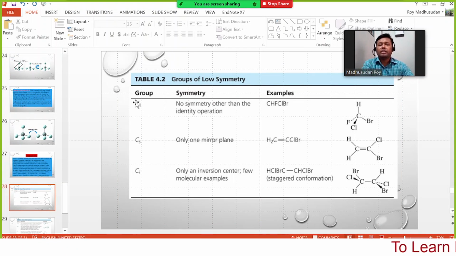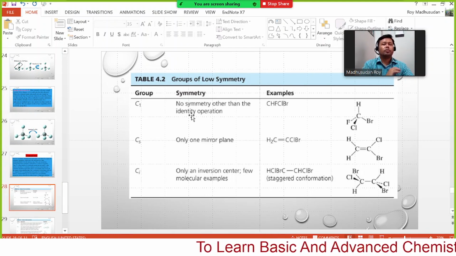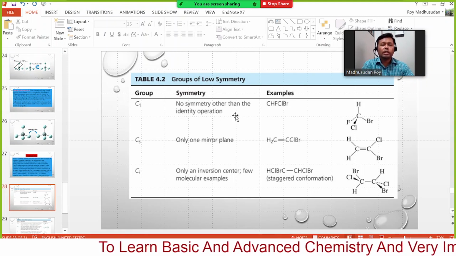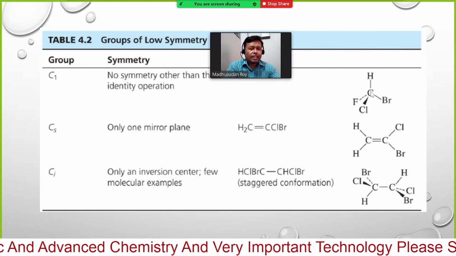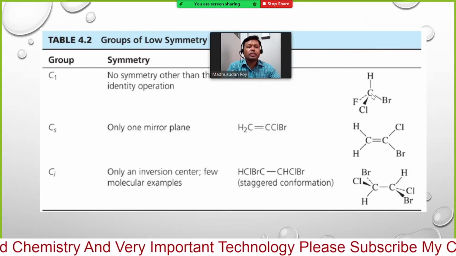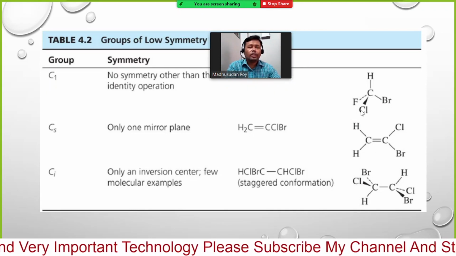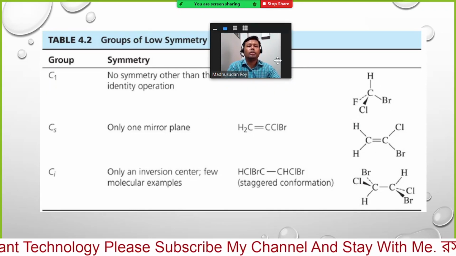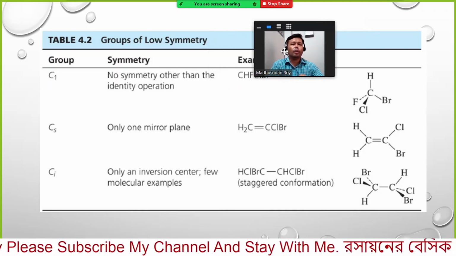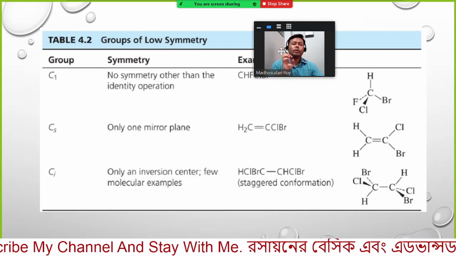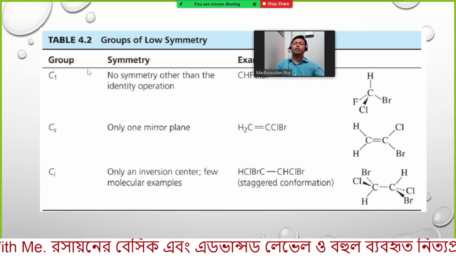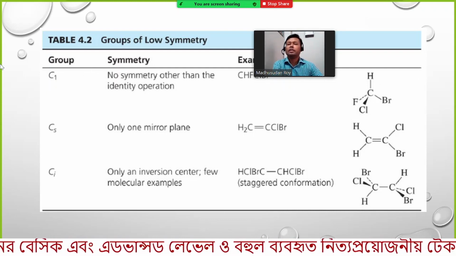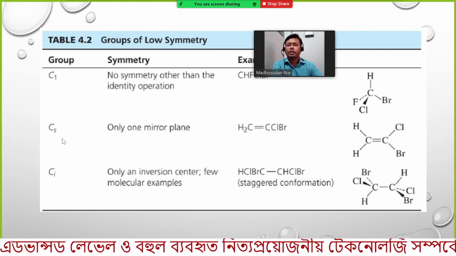What types of symmetry? This is C1. C1 symmetry means no symmetry, that means identity. So no symmetry other than the identity operation. For these types of molecules, I have already shown that this carbon is the chiral center and 4 different groups or atoms are attached to the carbon. Therefore if you do any operation on this molecule, only rotating 360 degrees gives you the identical structure of the previous molecule. Therefore this molecule is classified as C1 symmetry or C1 group.